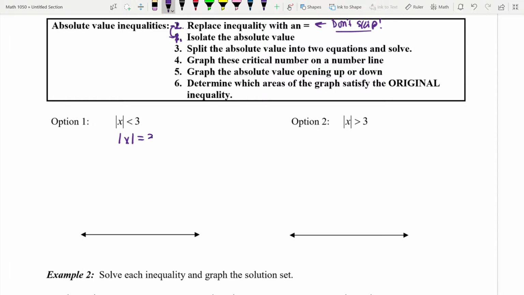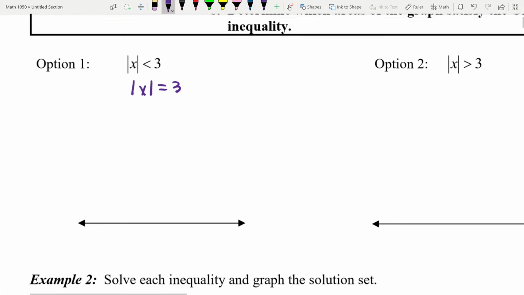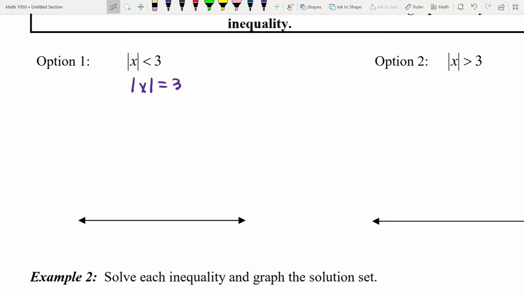So everybody write the absolute value of x equals 3. Okay, now we're back to what we did last time. So you split it in 2. So x equals 3 or x equals negative 3. Now go to your number line, put a negative 3 right here, put a positive 3 right there. Do you see how it's a less than right there, guys?